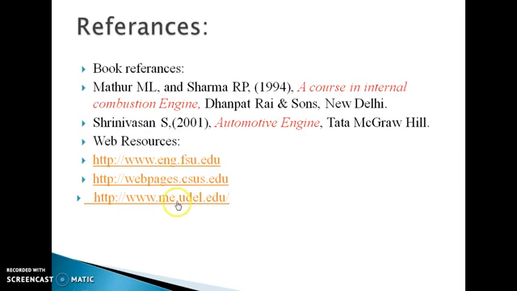All these are the references from which we have taken this data. There are some book references and some websites from which we have collected this data.